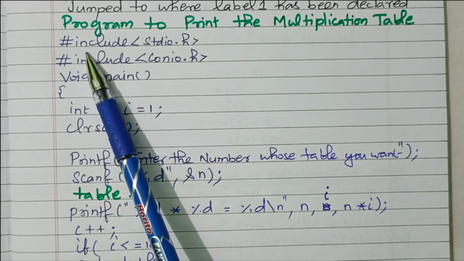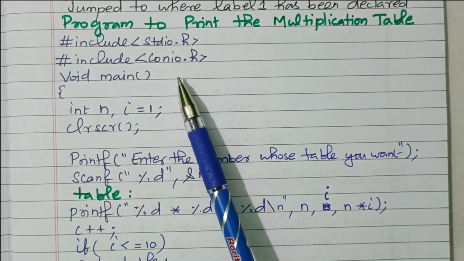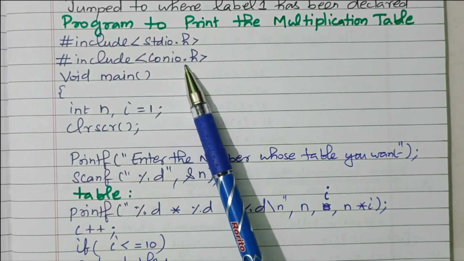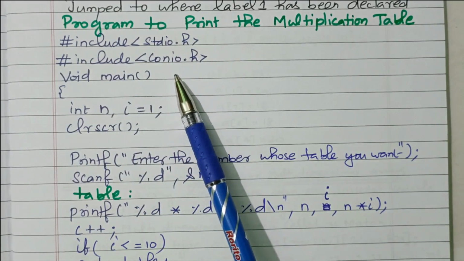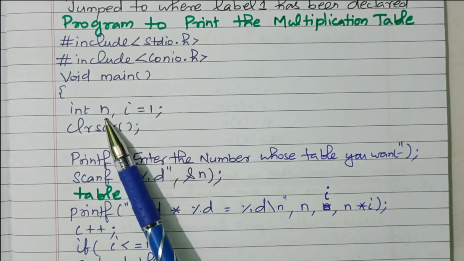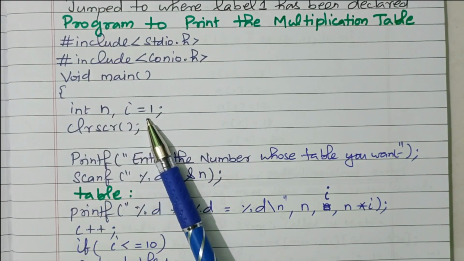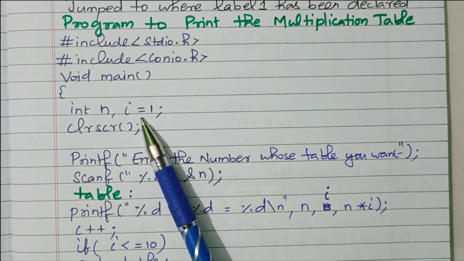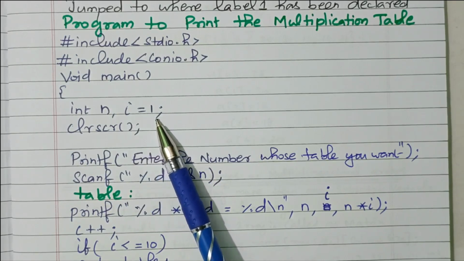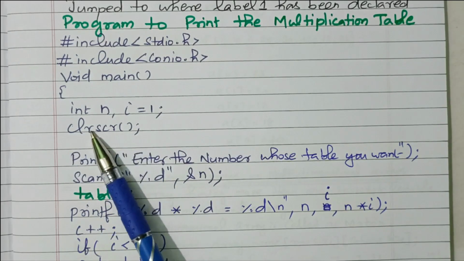So header files are included for standard input output, printf and scanf. Console input output is used for clear screen and getch. Here the variables are declared. This is the number for which the multiplication table is required. To generate the numbers in sequence, 1, 2, 3, we have one more variable i. It is initialized as 1. Now we clear the screen. The previous things are cleared.